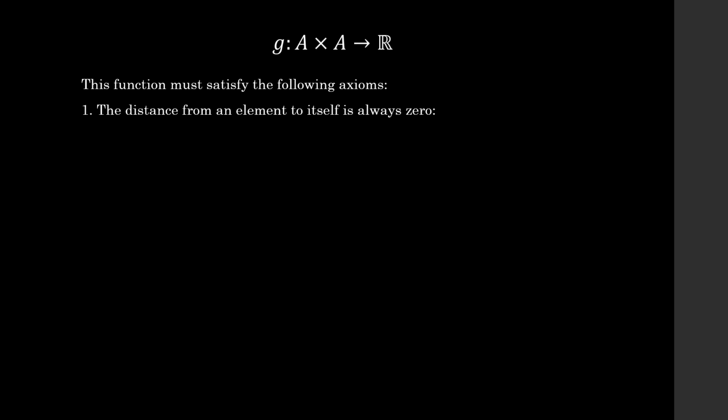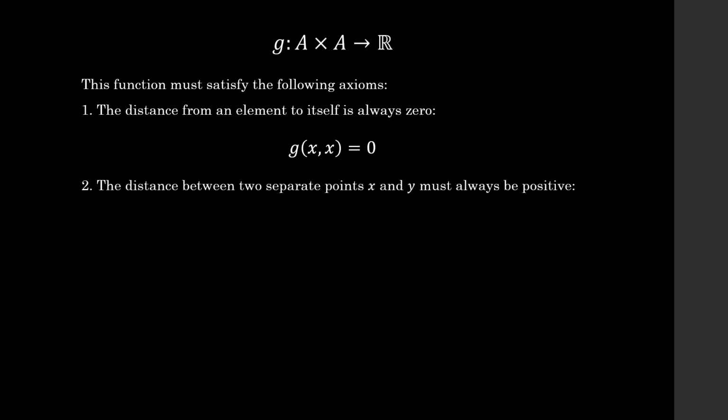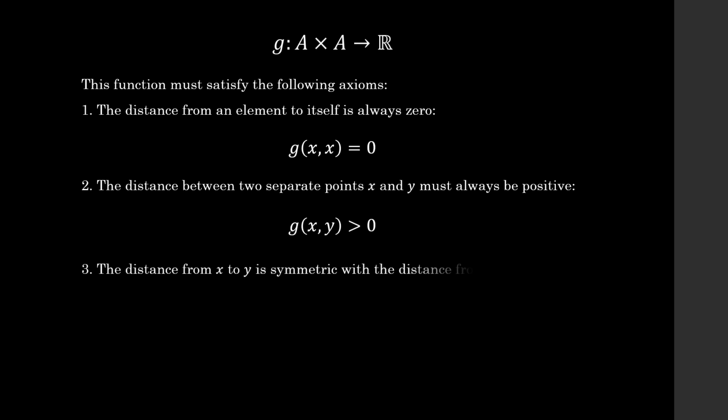We can write this as an equation by the following. So g of x with itself equals 0. 2. The distance between two separate points, we'll call them x and y, must always be positive, so g of x and y is greater than 0. 3. The distance from x to y is symmetric with the distance from y to x, so g of x and y is equal to g of y and x.